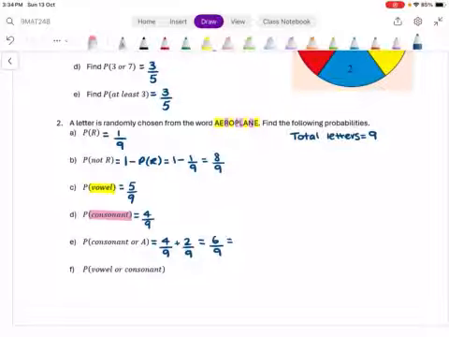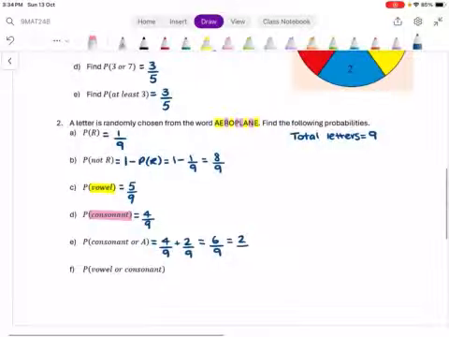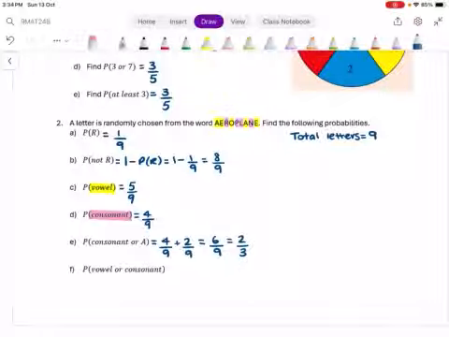Finally, we want to find the probability of a vowel or a consonant. Now, vowels and consonants make up the alphabet, so this includes all possible outcomes, so it is equal to 1.